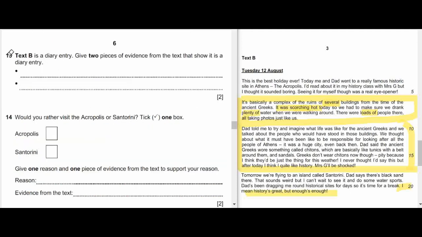Next. Now in question 13, text B is a diary entry. Give two pieces of evidence from the text that show it is a diary entry. Ten seconds. 10, 9, 8, 7, 6, 5, 4, 3, 2, 1.